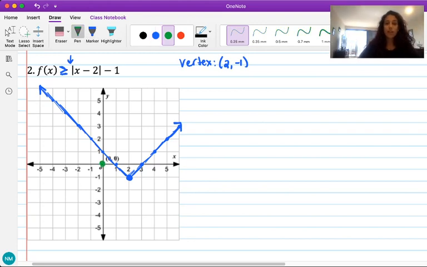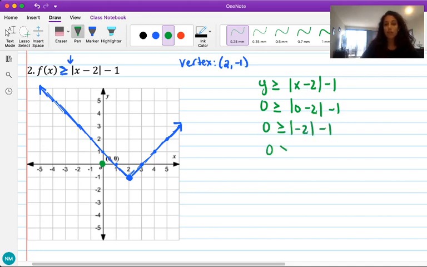Let's test it. So I have y is greater than or equal to the absolute value of x minus 2, minus 1. Plug 0 in. 0 minus 2 minus 1. So I have 0 is greater than or equal to the absolute value of negative 2, minus 1. 0 is greater than or equal to 2 minus 1. 0 is greater than or equal to 1. Is that true? No, not true. So that means I don't shade towards the point. I shade away from it.